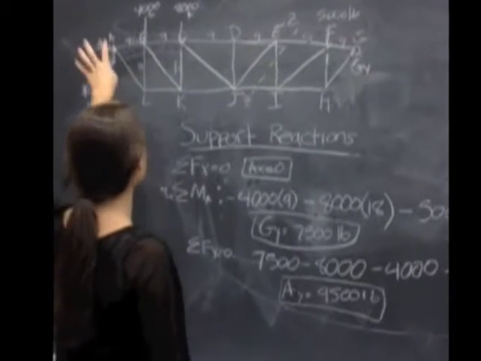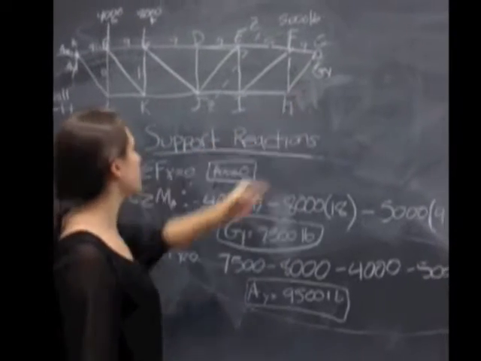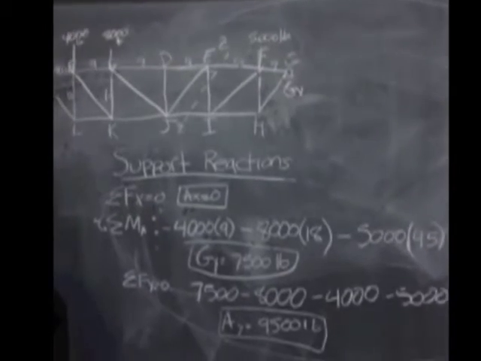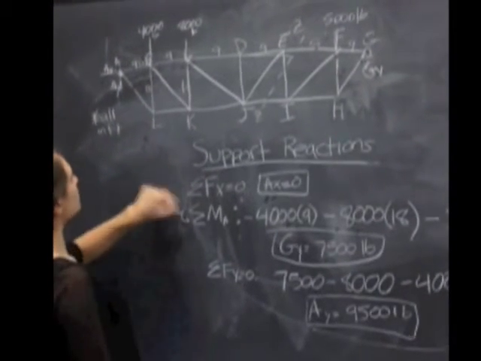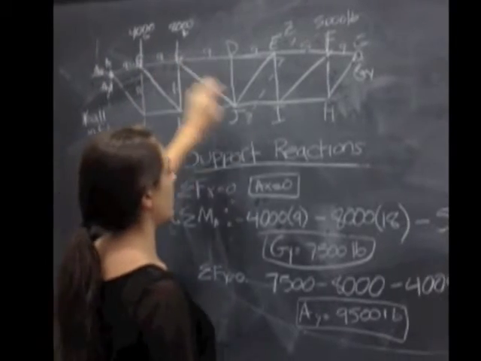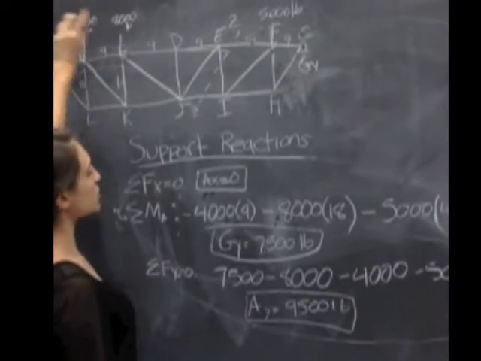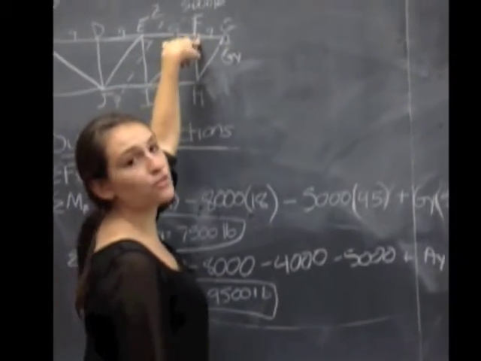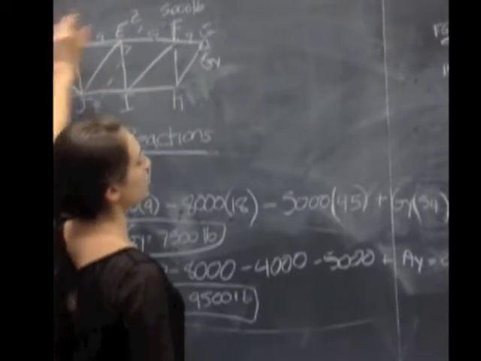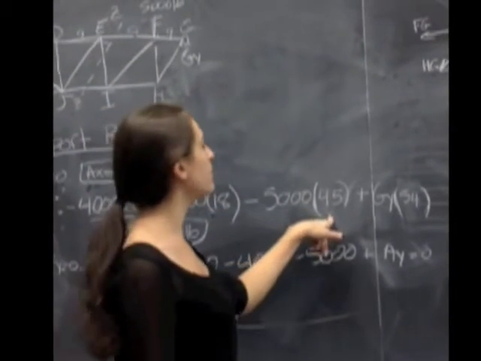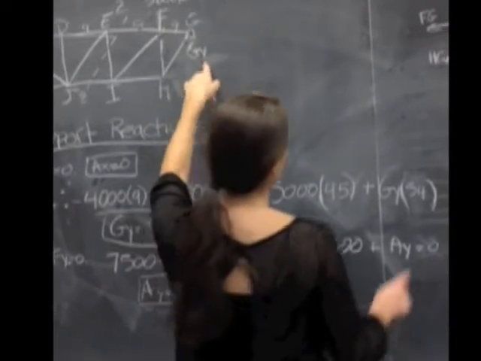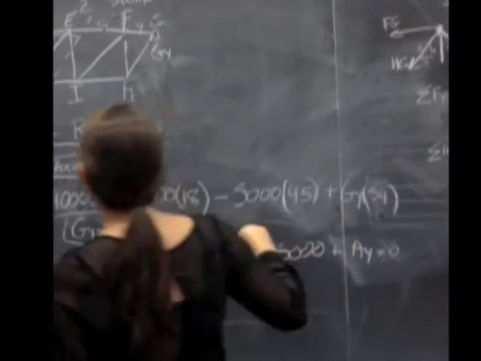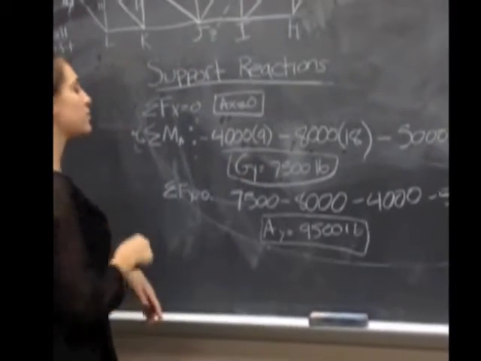Moving on to the moment around A, you do this to find GY. So we have this negative 4,000 times 9 feet, because that's in a negative direction from what I put as the positive direction. The distance is 9 feet. Then you move over to the 8,000, that's also negative direction, times its distance of 18 feet. Then we're going to go to this last external force, which is the 5,000 pounds, again in that negative direction, and this time the distance is 45 feet. And the last one is GY, and that's in the positive direction, and then that's 54 feet the distance. So when you solve this, you get GY equals 7,500 pounds.